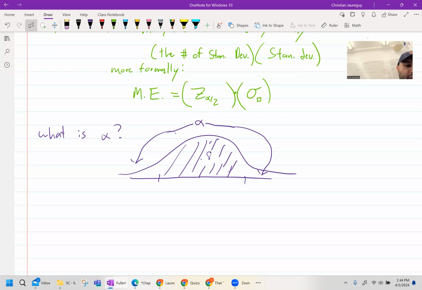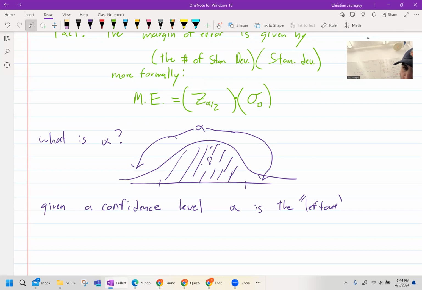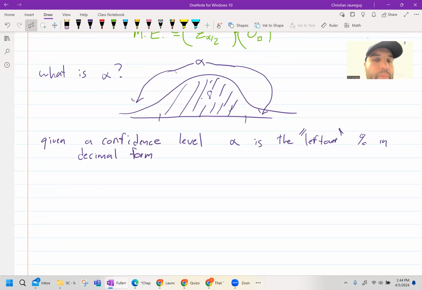So, given a confidence level, alpha is the leftover percent in decimal form. Right? And we've actually found alpha before. Hopefully we found that on test 2. We didn't call it alpha. Maybe we should have, but it's okay.